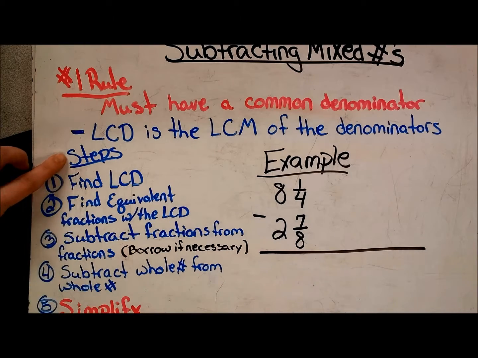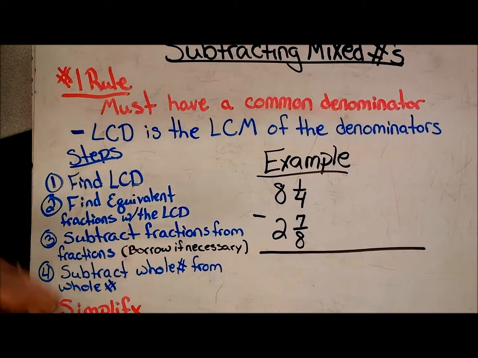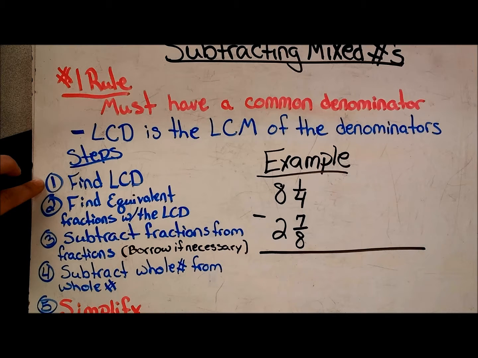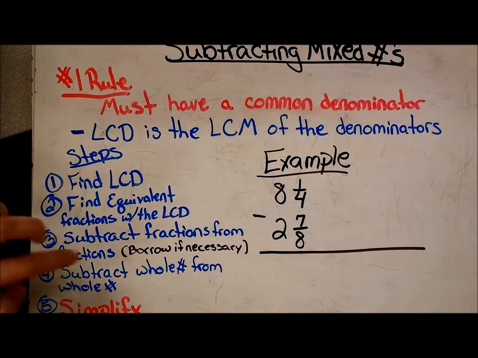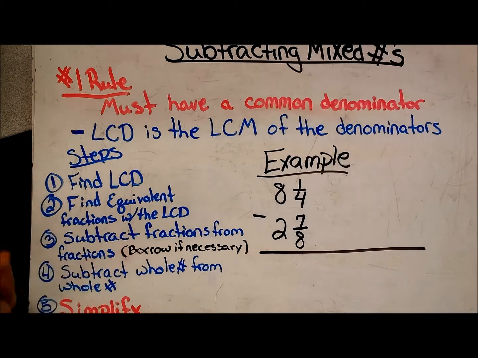Your steps for finding your answer for subtracting mixed numbers is to find your least common denominator. Then find the equivalent fraction with that least common denominator. Then you're going to subtract your fractions from fractions. You're going to borrow if necessary. This is the new part. We'll cover how to do that here in just a minute. Step 4 says subtract whole numbers from whole numbers, and your last step is always to simplify.